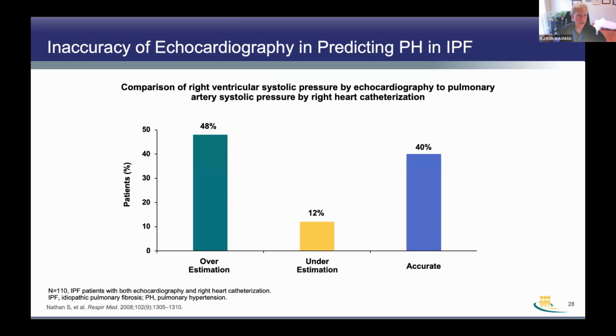But as we think about echo, it actually can be difficult in patients with advanced lung disease. And this is now some fairly old data that suggests that echocardiography can be inaccurate a lot of the time. It can often overestimate, very often it can underestimate, and it's accurate about 40% of the time, which really, again, emphasizes the need for clinical judgment based on the patient's presentation.